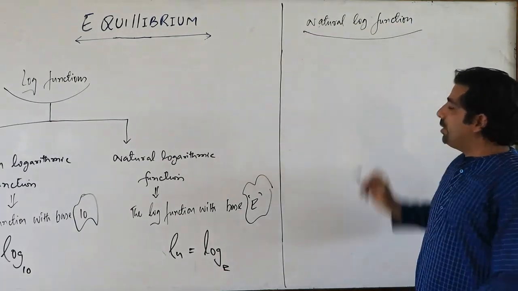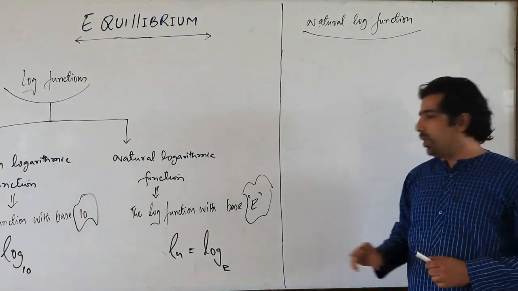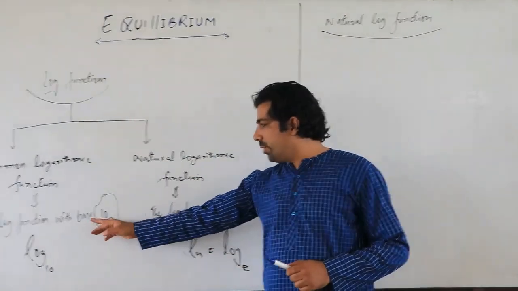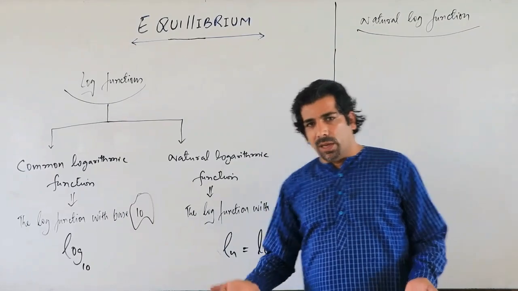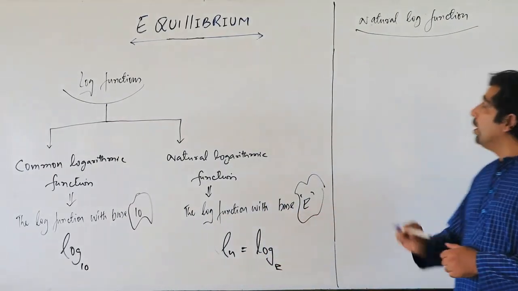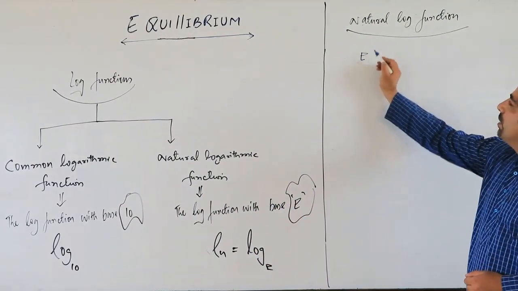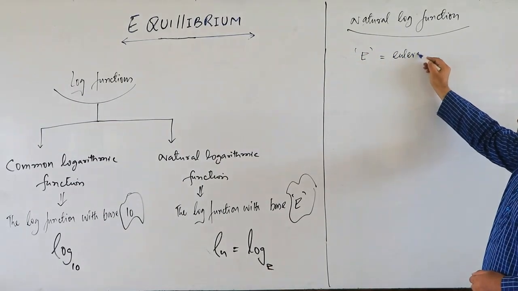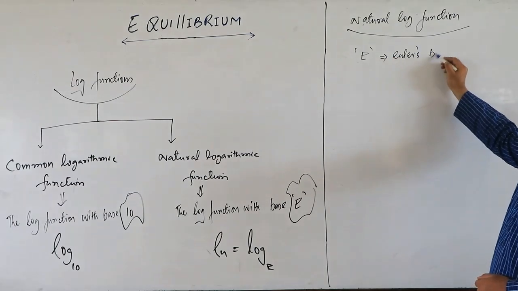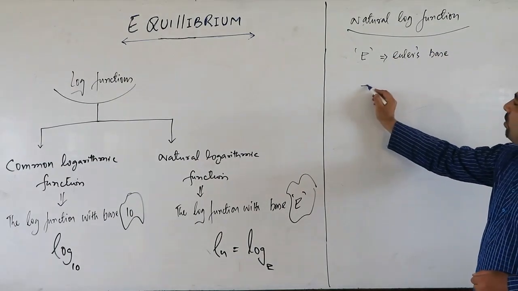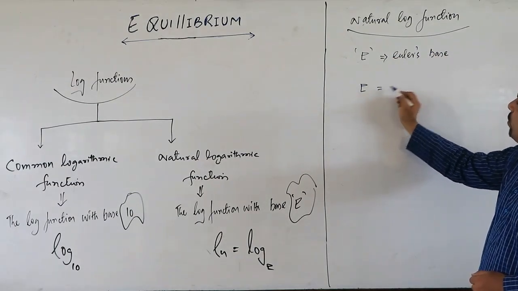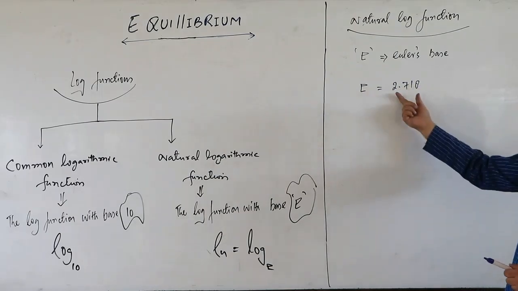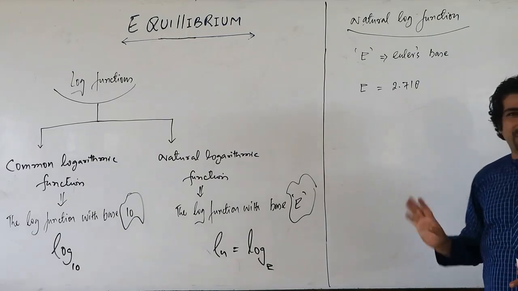Before we start the natural log function, you must know about one thing here, that is base e. Here in the common log function we have base 10, so no problem. But here we have base e. What is this e all about? Let's learn first. This e is known as Euler's base. And what is the value of this e? You must know it's equal to 2.718. Okay, you can use directly 2.7, that's enough.